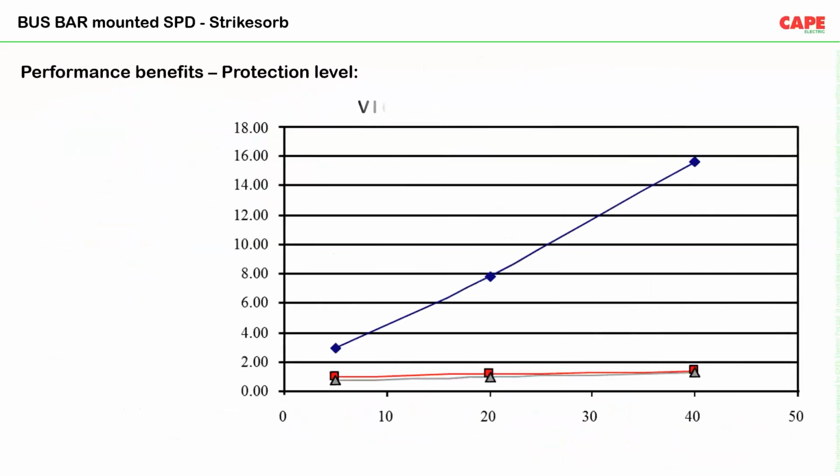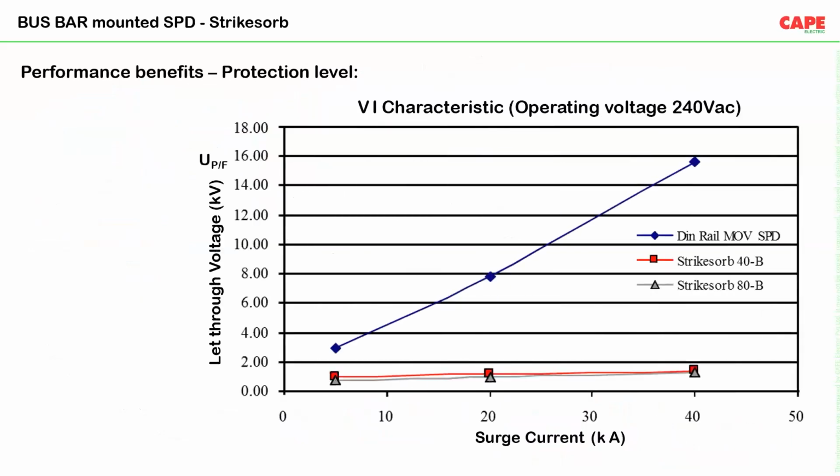The second parameter is one of the graphs which shows the voltage drop. Now, we had discussed the voltage drop across the wire length. So we have shown 3 graphs. Out of this, 2 are for the series SPDs, that is the busbar mounted SPDs, and the third one is for the DIN-rail SPD.